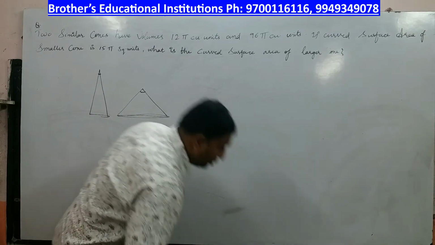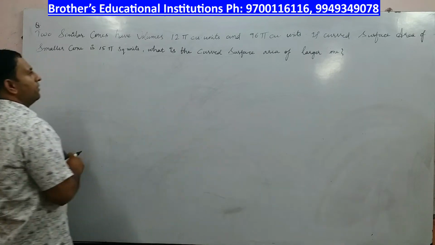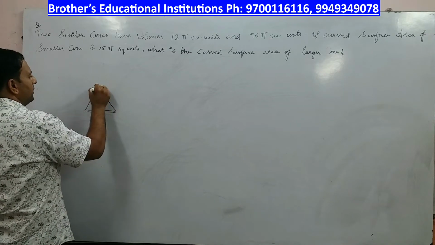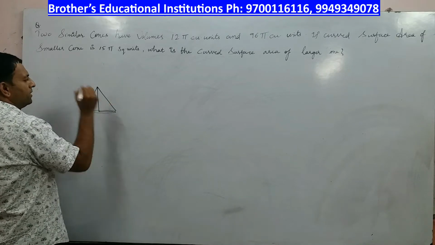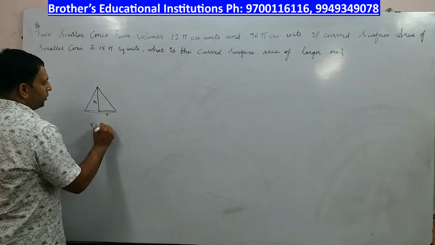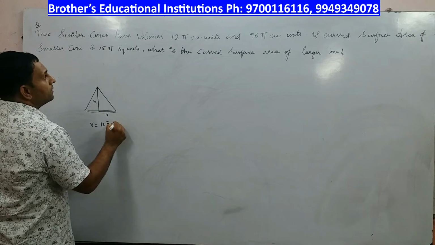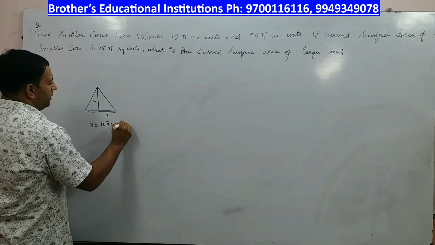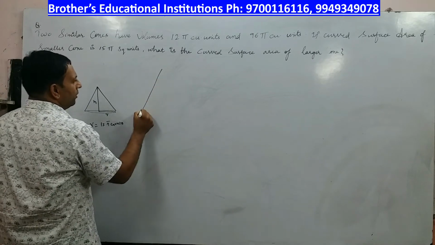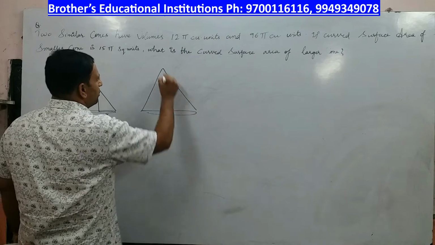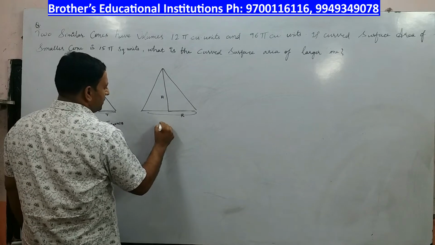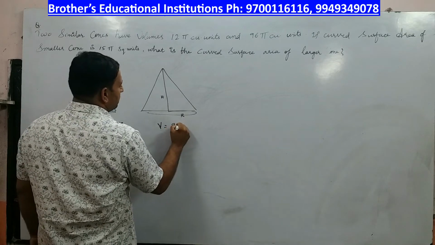So what will I do? I will draw two similar cones. One is a smaller one, the other one is a bigger one. Let me say this is a small cone. Let me call the height of this h, the radius of this r, and the volume of this small v, which is 12 pi cubic units. Now let me go for a larger cone. Let this be capital R, let this be capital H, and the volume of this is capital V, and capital V is 96 pi cubic units.